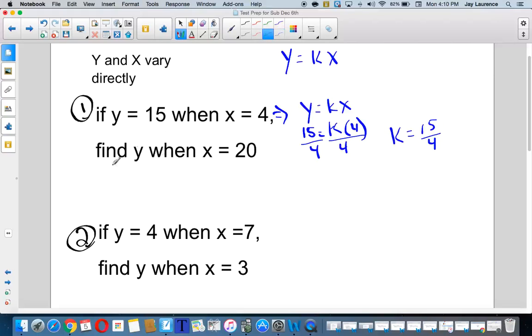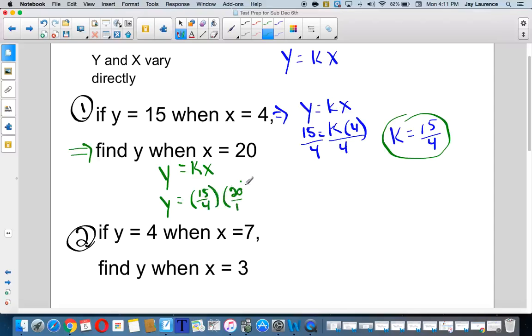Now I'm going to use y equals kx again, only I'm going to use it with this information and k. So I'm going to go y equals k times x. I don't know y, it's a variable, I have to find it. k is going to be 15 over 4. x is going to be 20. I'm going to write it as 20 over 1 since I'm multiplying it by a fraction. 4 is going to go into 20 five times. And it looks like 15 times 5 is 75. So therefore, y's value is 75 when x is 20.